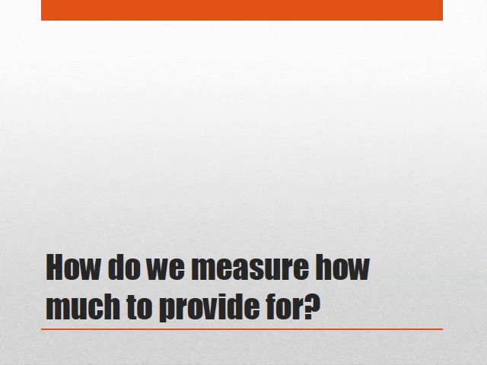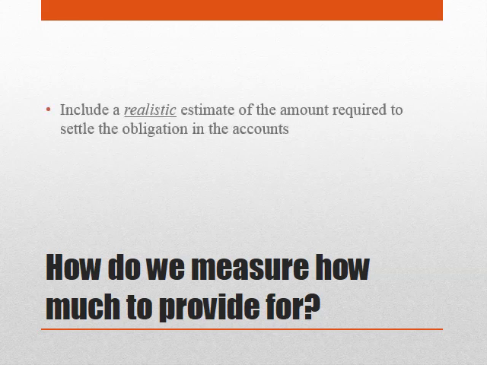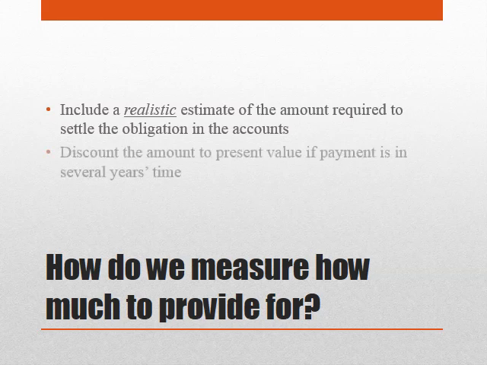So once we've identified that a provision needs to be made, we need to decide how much we should provide for. And what we do is that we include a realistic estimate of the amount that's going to be required to settle that obligation. And this provision is included in the accounts. It's going to be shown in the profit and loss account, and it's going to be shown in the statement of financial position.